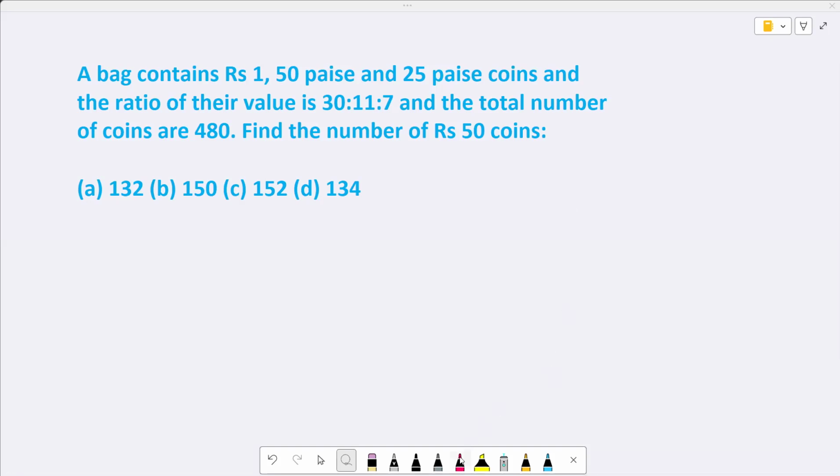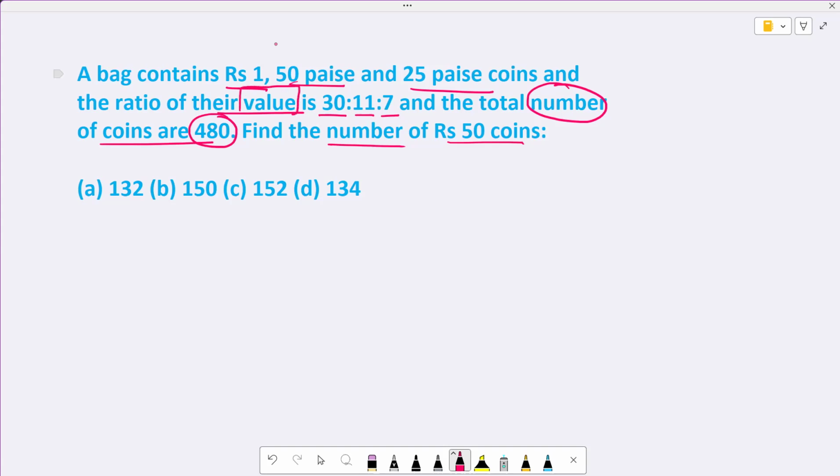So the next question says, a bag contains rupees 1, 50 paise and 25 paise coins, and the ratio of their value is 30:11:7. And the total number of coins is 480. Find the number of rupee 50 coins. Now here the question differs because here the ratio is given of their values rather than the number of coins, which makes it easier for us to calculate.